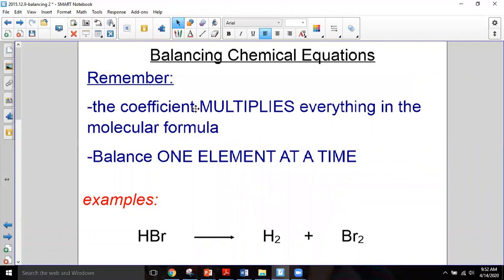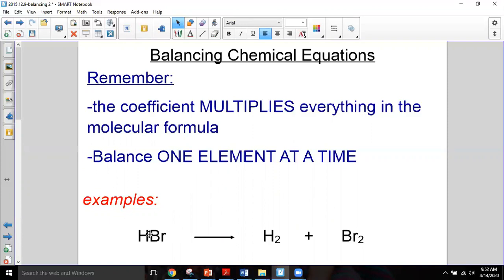So some tips, things to remember. Probably the biggest change when you do this on paper, you have to do a bit more of the mental work yourself. Instead of picturing the particles, you're going to be multiplying some simple numbers in your head. So remember, whatever coefficient you put in front multiplies everything after it. And the other key tip is to balance one element at a time.